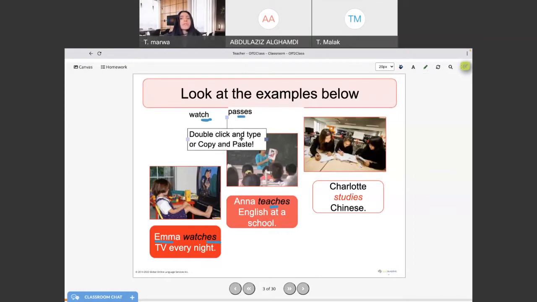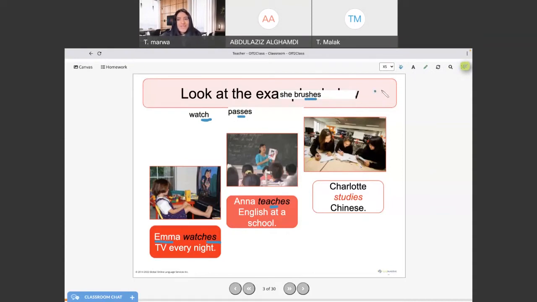Also I have the verb brush. She brushes her teeth. This is the word brush, and it's ending with sh. So here as well, I'm adding es. So when the verb ends with sh, ch, or s, I have to add es.